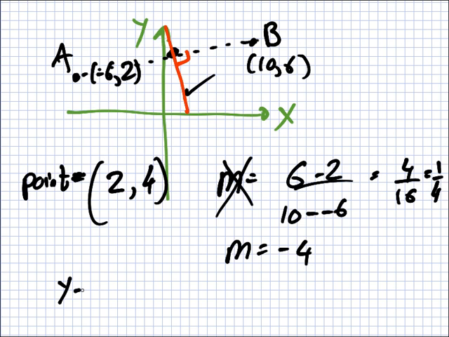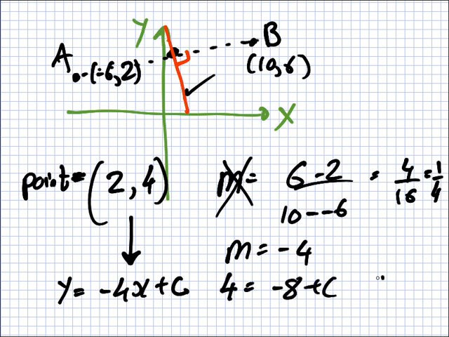So y equals mx plus c. We put this in. Okay, let's see. 4 equals minus 4 times 2 plus c, so c equals 12. So yes, you look like you're right, Ben. y equals minus 4x plus 12 is the answer. That's what you got? Did you get that somewhere? No, I used the minus 1 over 4.